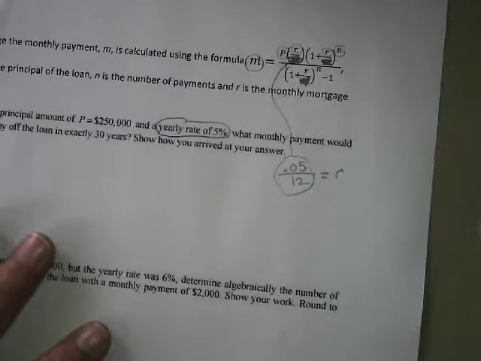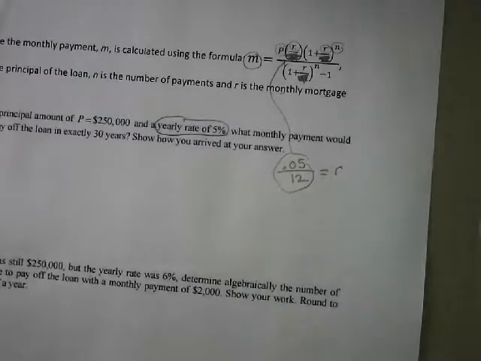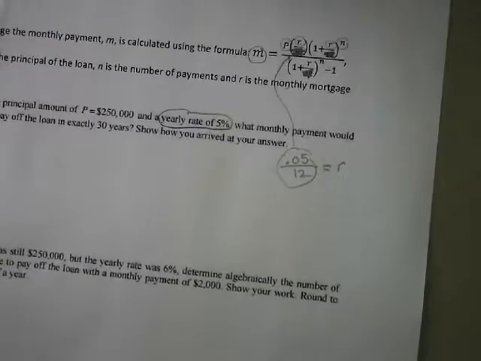Do you follow? Multiply it to 5% by 12? No, because then that's going to be 60%. Your monthly rate is not 60%, right? Your yearly rate is 5%. So you split that 5% up into 12 parts. You divide it by 12. Why would you multiply it by 12?